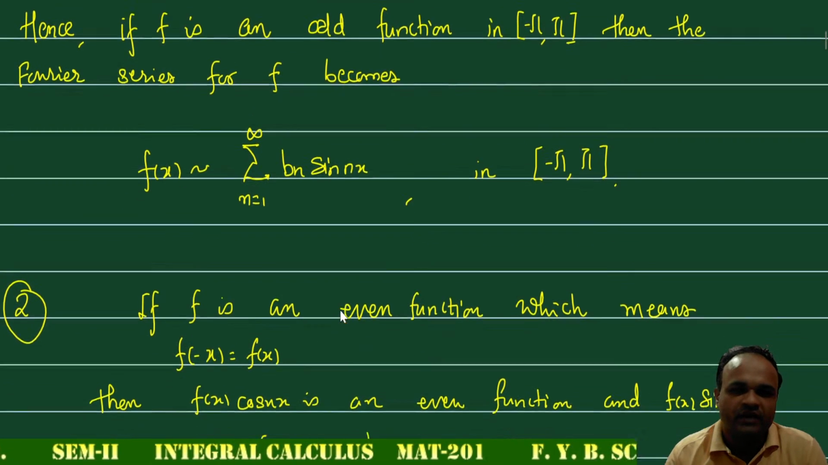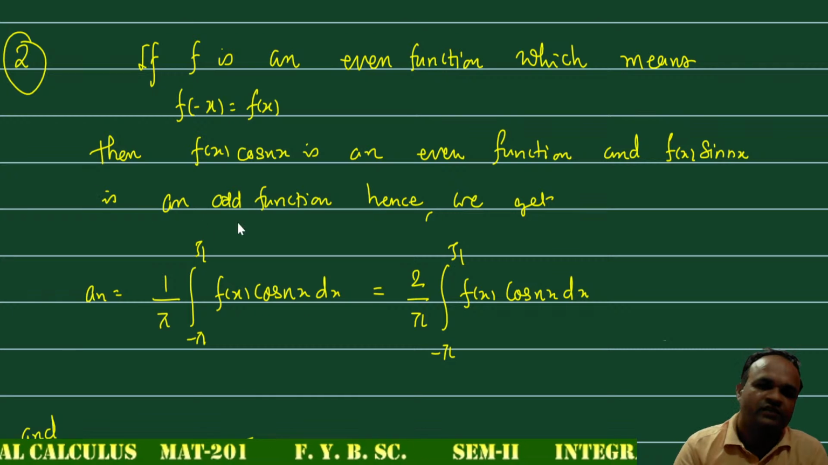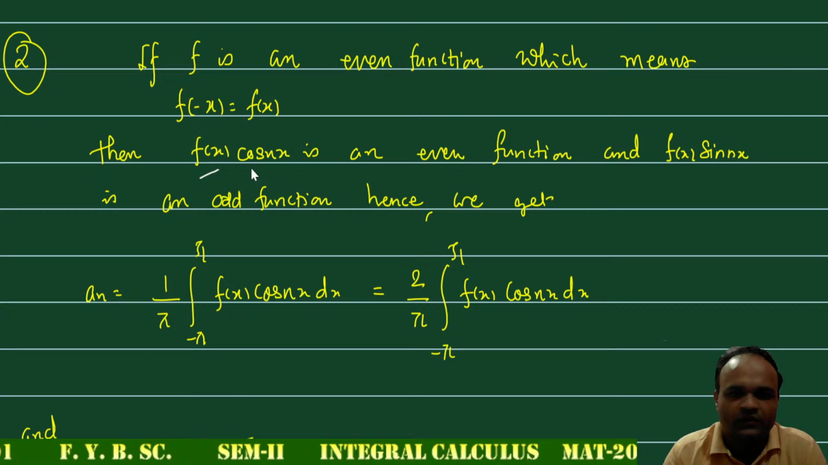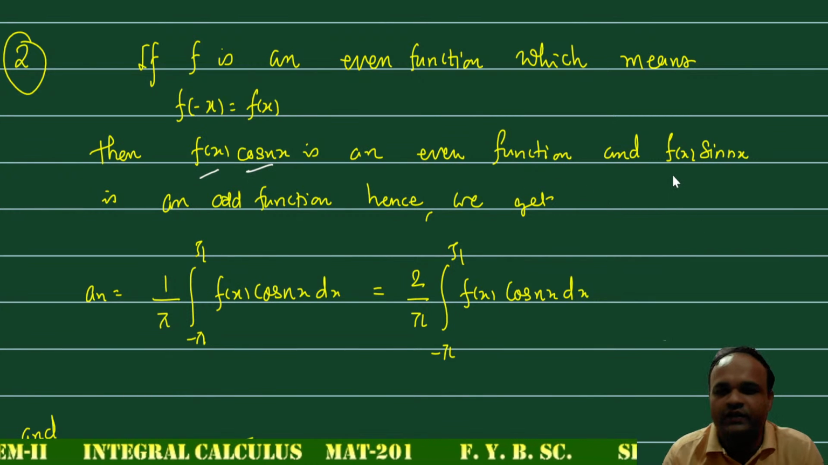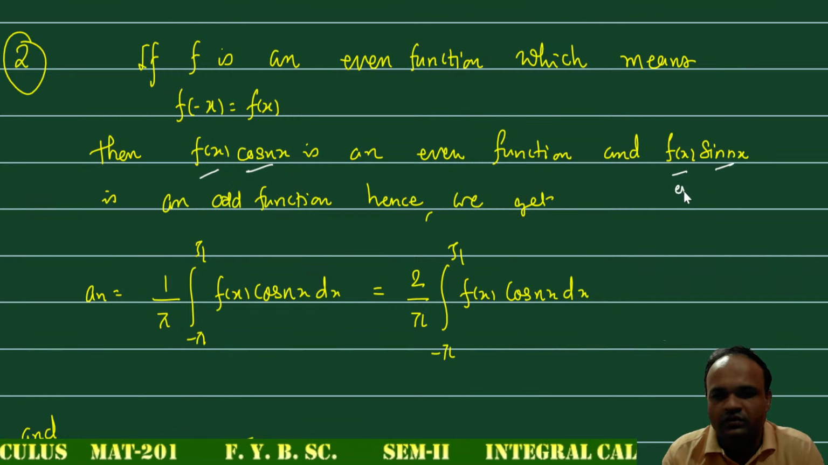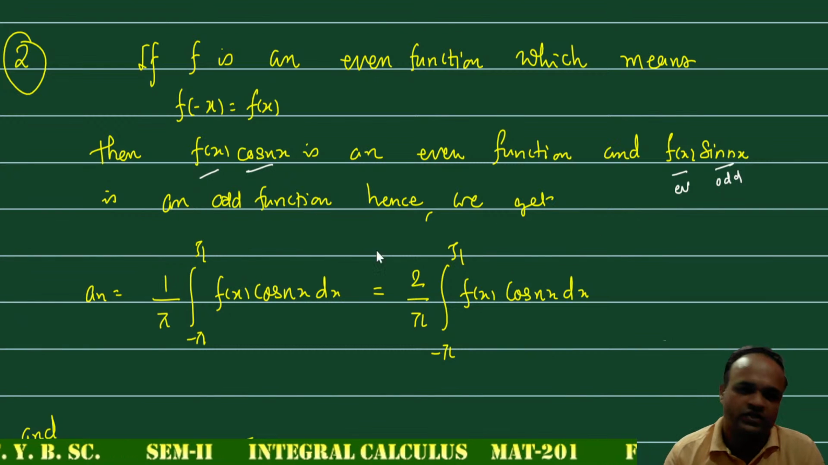So it contains only bn's. The an will be 0 in that case, and the resulting Fourier series will be just the bn series. Second remark: if f is an even function, which means that f of minus x equals f of x, then f(x) cos nx, since f is even and cos is even, will be an even function, and f(x) sin nx, since f is even and sin is odd, will be an odd function.